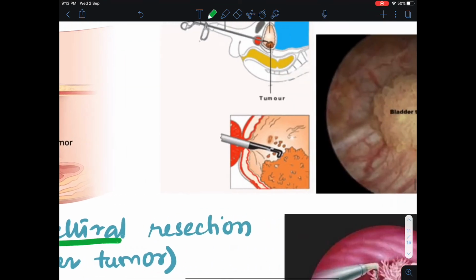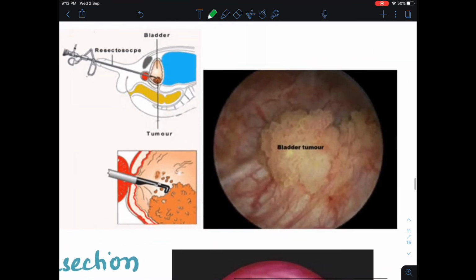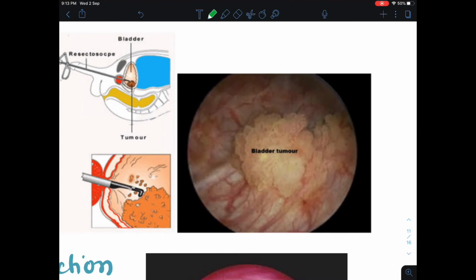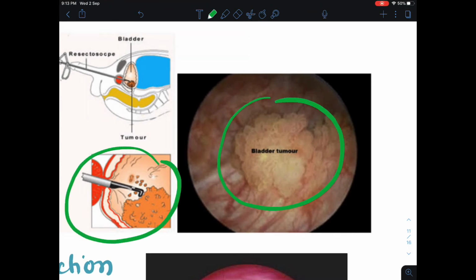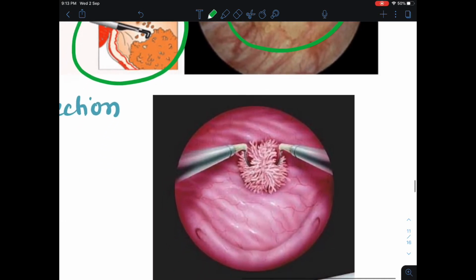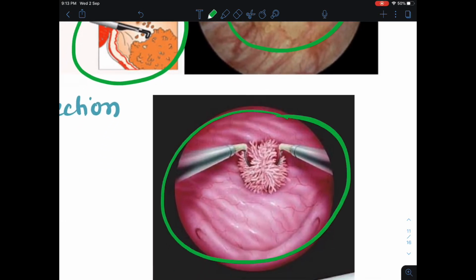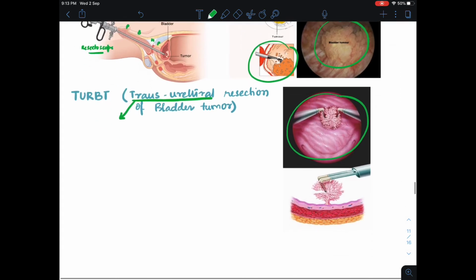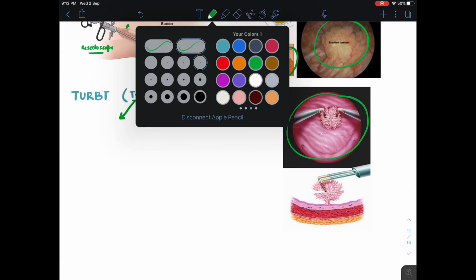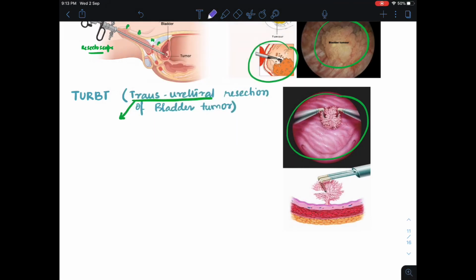into the bladder, where there is a tumor present and it's being resected. On a larger scale, as we can see, there is a tumor present here, and the resectoscope is trying to cut it out. And here this is how we cut it. Now, the main fun fact in this is that we can choose the depth of resection.